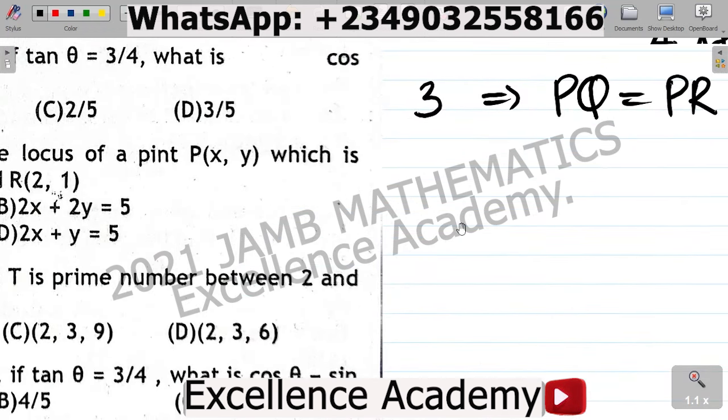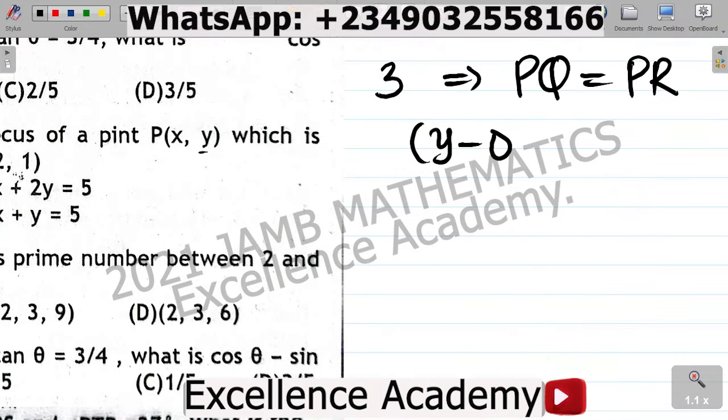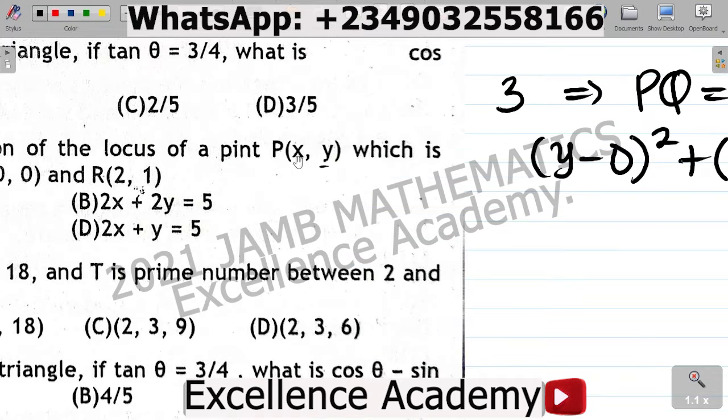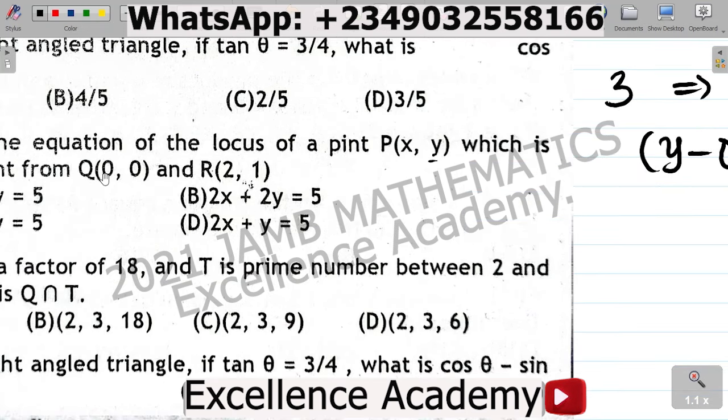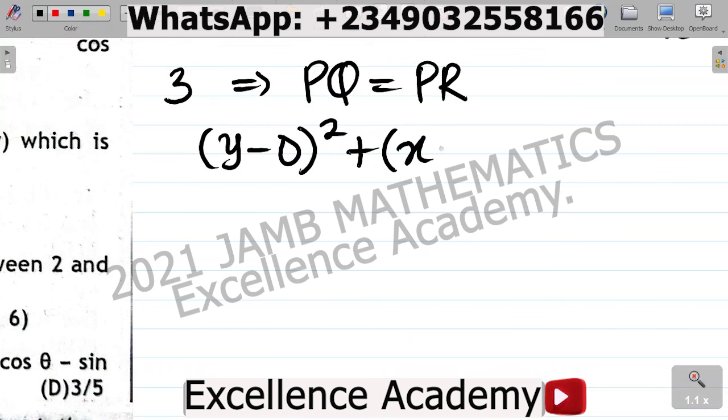Now, how do I mean? For P, we'll take the value of y for P. The value of y for P is y, as you can see here. So it becomes y minus the value of y for Q. For Q here, consider the value of y is 0. So it becomes minus 0, and then you square it. Add it to, do the same thing for x. For P, the value of x here is x, you can see here. Meanwhile, for Q, the value of x is 0. So it becomes x minus 0, so plus x minus 0 all squared. So this is for PQ. Now let's do the same thing for PR.